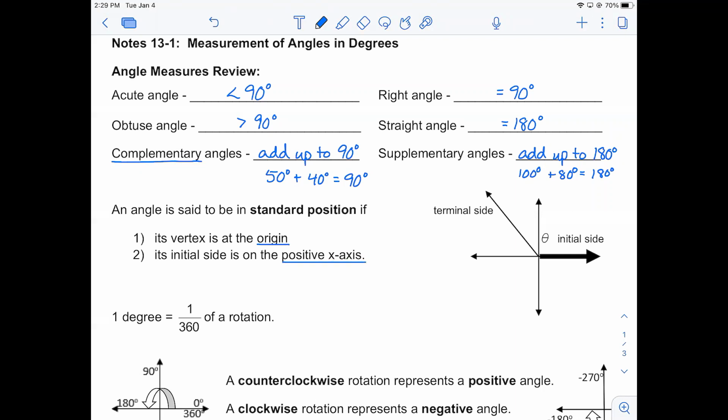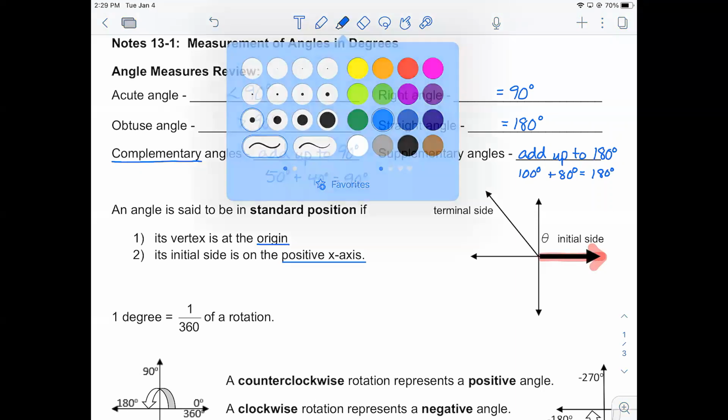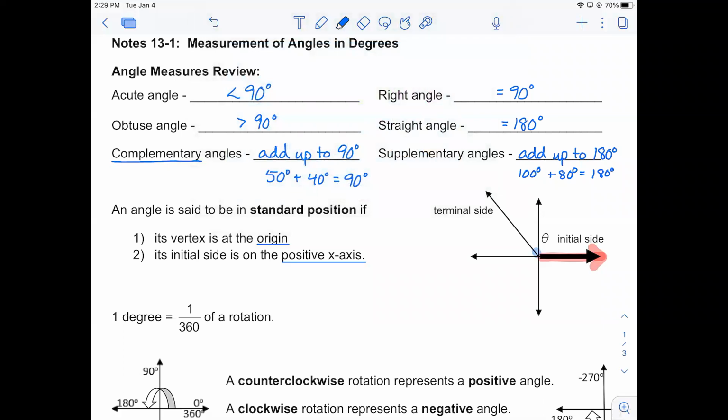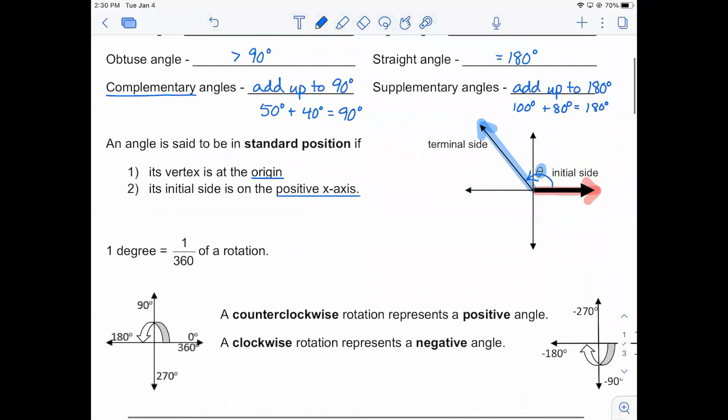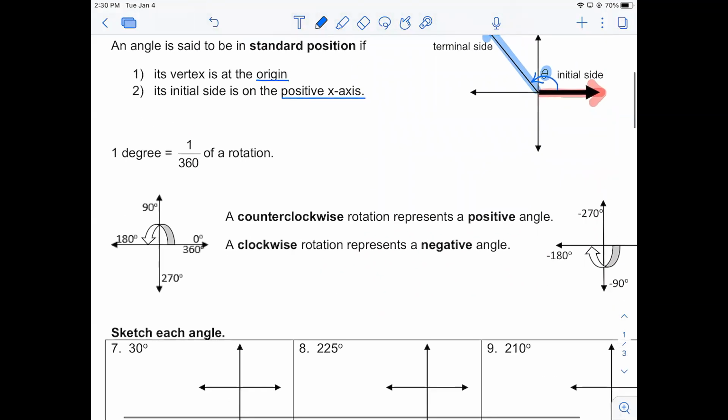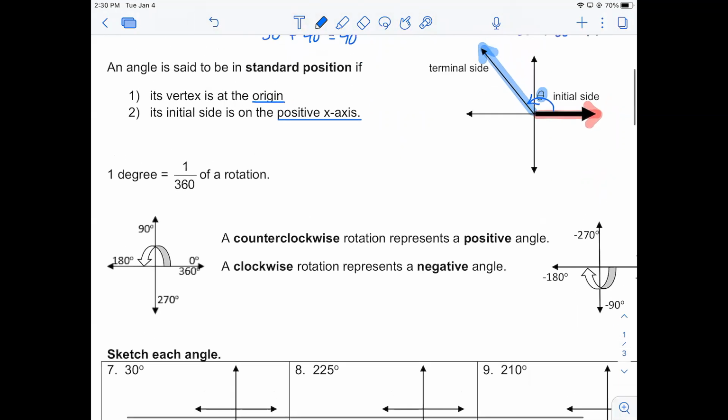Okay, so all this is saying is its initial side is always going to be right here on this positive x-axis, and then what we call the terminal side, or where your angle ends up, is going to be anywhere in this other range, just where my angle ends. Okay, so the actual angle, theta, is talking about this angle from your initial side to your terminal side. That's the degree measure that we're talking about. Okay, so 1 degree is going to be equal to 1/360th of a rotation.